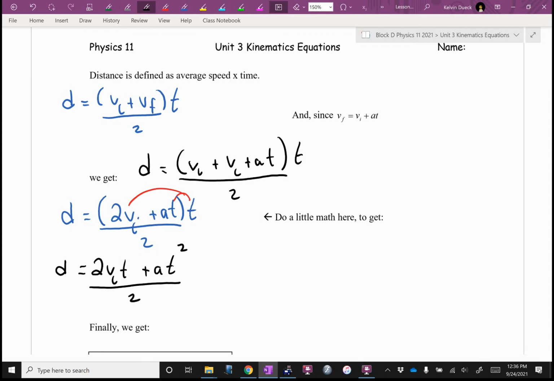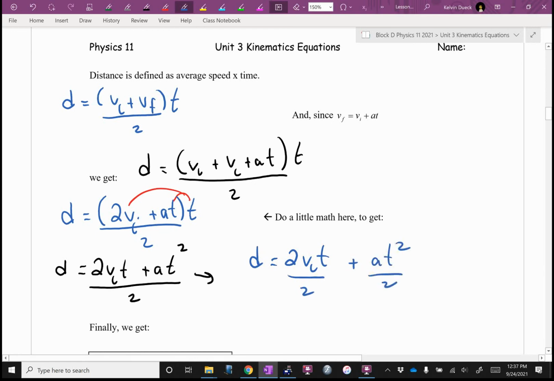Okay. Now, Jan, is this whole fraction all over 2? Say yes. So is this first term being divided by 2? Say yes. And the second term is being divided by 2? Say yes. So what I'm allowed to do is actually split this fraction up. I can break this up into 2 VIT over 2 plus AT squared over 2. I'm allowed to do that. Now, why did I do that? In that first fraction, Jan, is there a 2 in the top of the fraction in the numerator? Is there a 2 in the bottom of the fraction in the denominator? You know what? That's 2 divided by 2. They cancel.